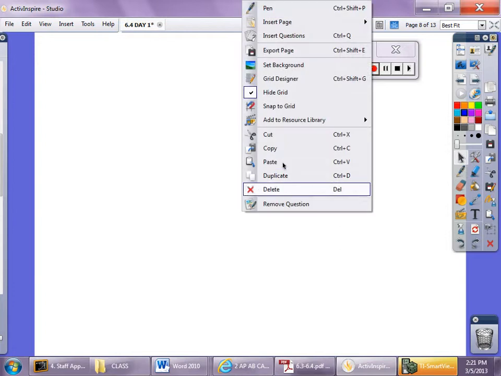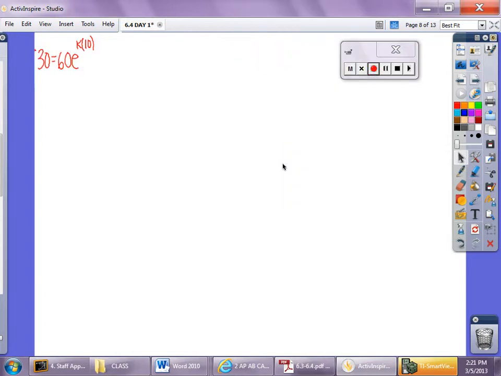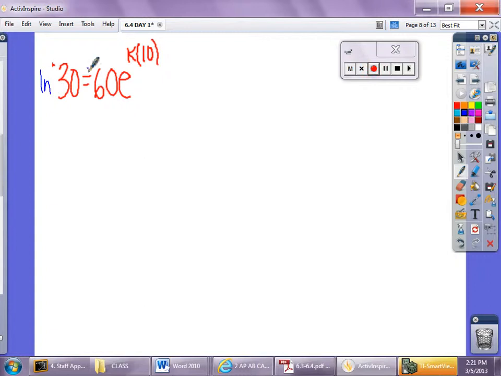Alright, so paste. So I want to solve for k, and I would do that by taking the ln of both sides of the equation. Actually, before I do that, I didn't realize that the e is not by itself, so I'm going to divide by 60 first, which makes 1/2, I'm sorry.